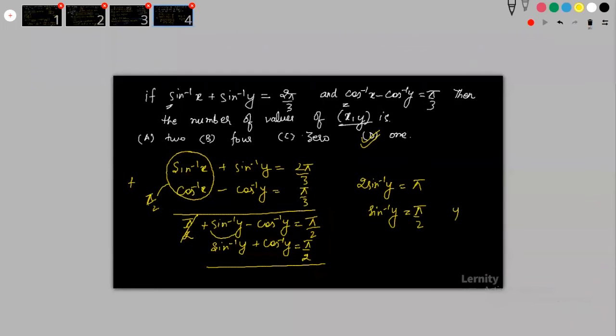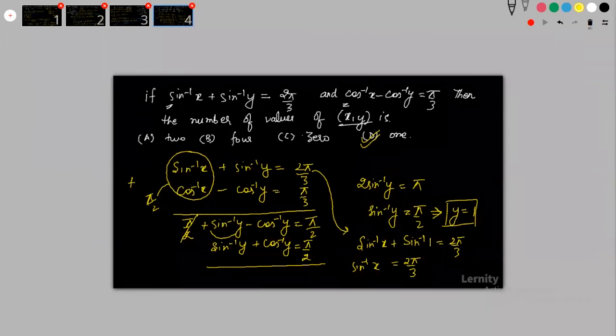That means what is the value of y? y is equal to 1, right? So from here I am getting sine inverse of y is equal to pi by 2 and y is equal to 1. If I substitute in any of the equations, y is equal to 1. So in the first equation, if I substitute, sine inverse of x plus sine inverse of 1 is equal to 2 pi by 3. So sine inverse of x is equal to 2 pi by 3 minus sine inverse of 1, which is pi by 2, right?